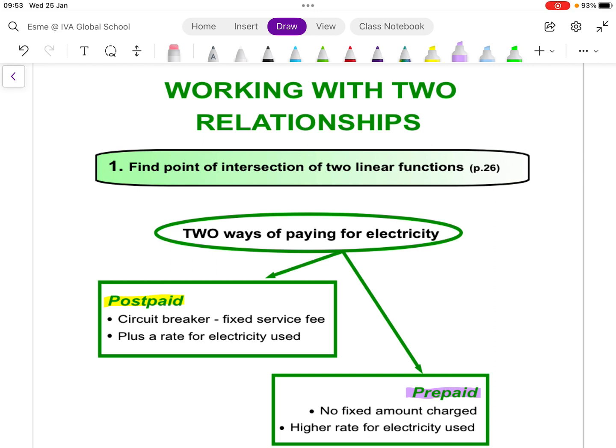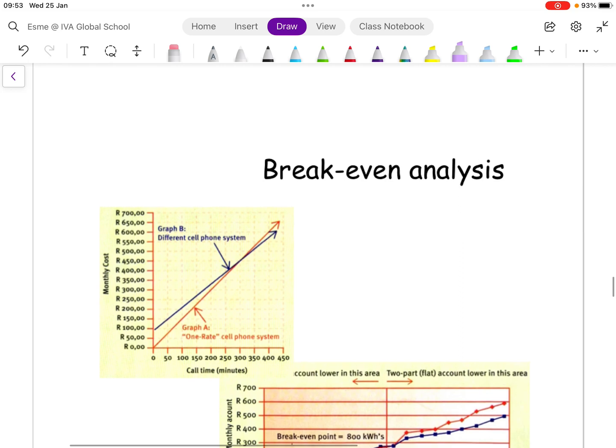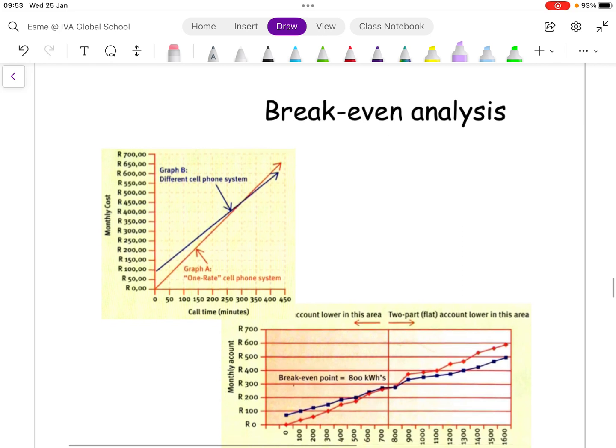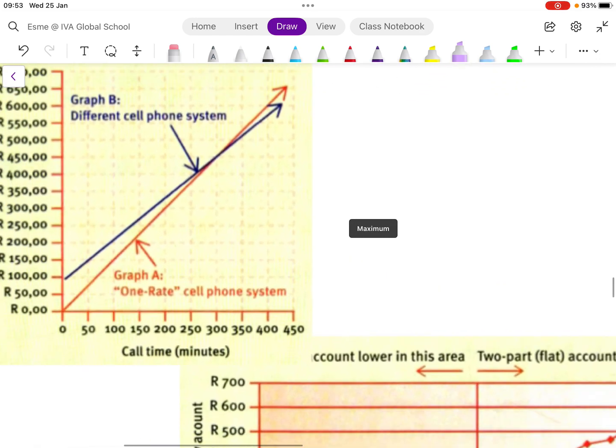Prepaid, there's no fixed amount charged because you go to the supermarket or you go to the shops wherever you buy your electricity, so you buy it and you load it yourself. There is a higher rate for electricity used on the prepaid system. Right, and we do that to talk about a break-even analysis. So this is the beginning of our break-even analysis, and break-even is where two graphs intersect.